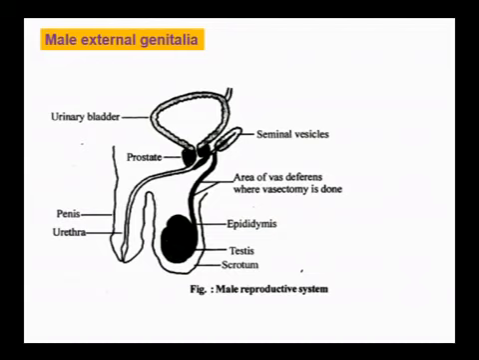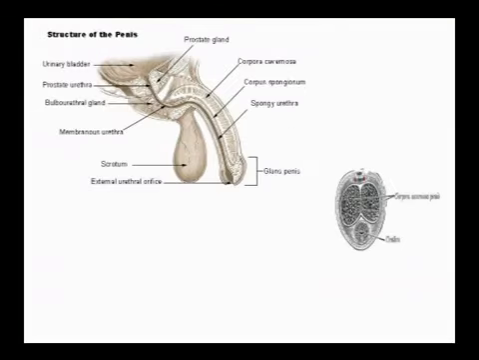Coming to male external genitalia. Male external genitalia include the scrotum and penis. These are the parts of the male reproductive system considered external genitalia. The penis is the male copulatory organ which is used to inseminate the female during sexual intercourse. It's a cylindrical and erectile organ.